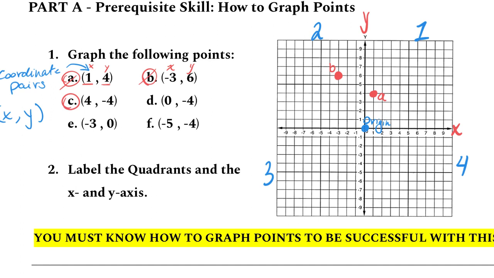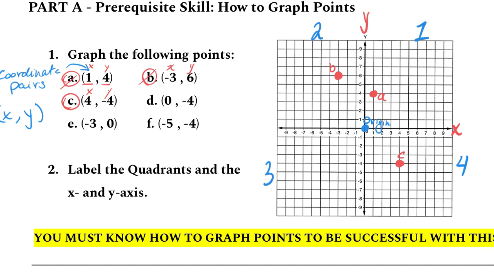Okay, point C, we have 4, -4. So that's the x, that's the y. We will find 4 on the x-axis, then go down to -4 on the y. Make sure we always pay attention to our positives and our negatives here, just like with everything else.